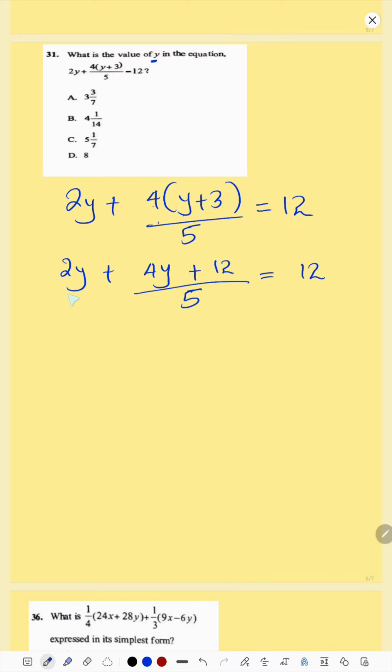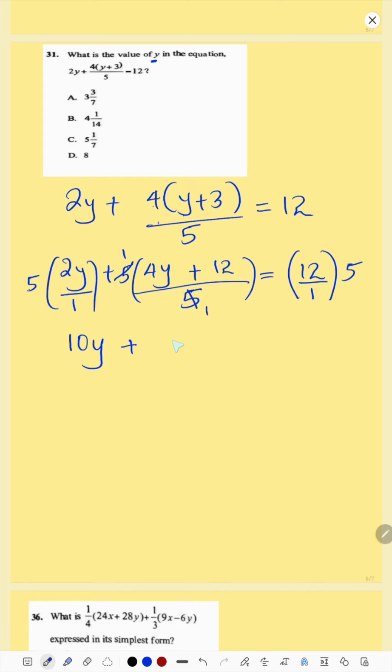Remember, 2y is the same as 2y over 1, and 12 we can say is over 1. In order to get rid of 5, we will multiply these by 5. Whatever you do here, we do the same here, and we do the same on this side. So this will give us 5 times 2y is 10y. Then the 5 will cancel out by 5, so we are left with plus 4y plus 12 is equal to, what is 12 times 5?